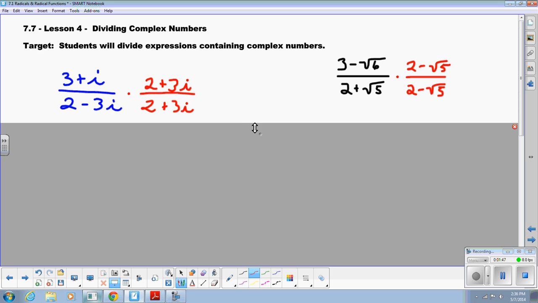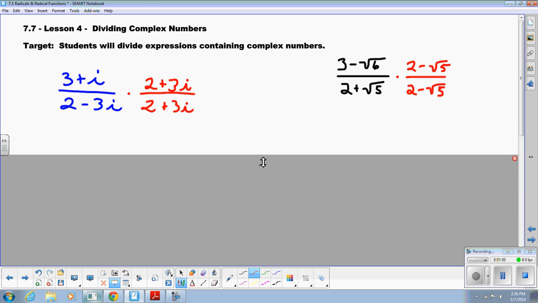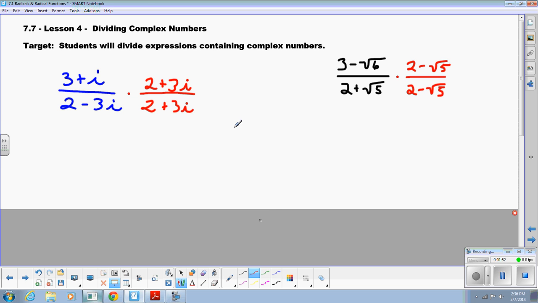This is part of the reason why in the last lesson you were doing some binomial times binomial. So on the top, I'm going to distribute. 3 times 2 gives me 6. And then 3 times 3i is plus 9i. Then I have i times 2, so that's plus 2i. And then I have i times 3i, so it's plus 3i squared. All of that is my numerator.